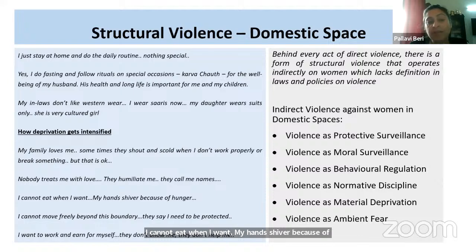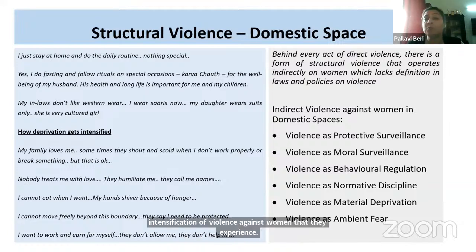I cannot move freely beyond this boundary. They say I need to be protected. I want to work and earn for myself. They don't allow me. They neither help me. So this is the next level of intensification of violence against women that they experience. And from here starts the direct modes of violence.